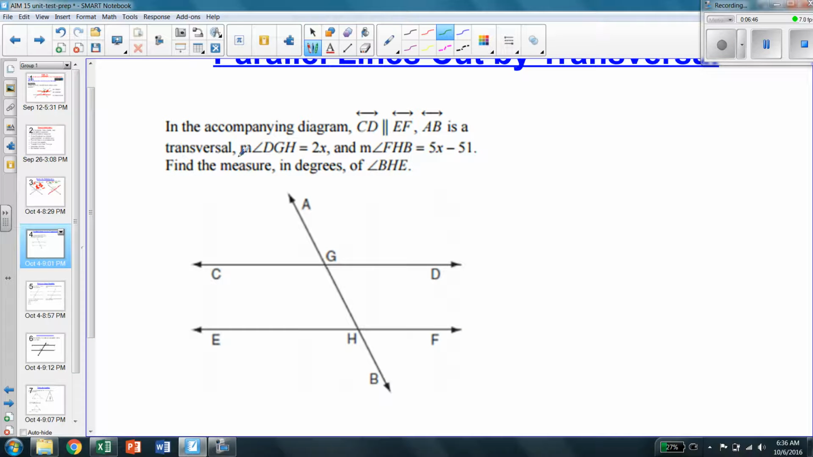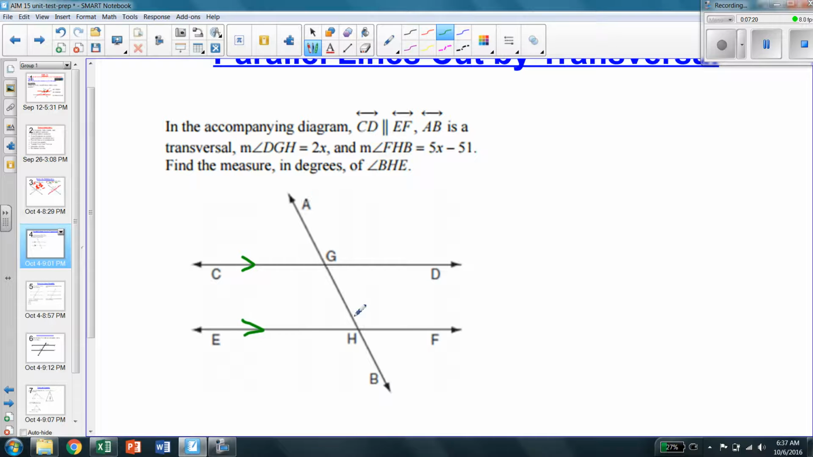Some problems give you a little bit of a paragraph and then a diagram. Whenever that's the case, always take the information from the paragraph and put it directly onto the diagram, because that might help you see some other relationships. So, in the accompanying diagram, line CD is parallel to line EF. So I know CD and EF are parallel. I'm told that, so I can make these markings to say that they're parallel.